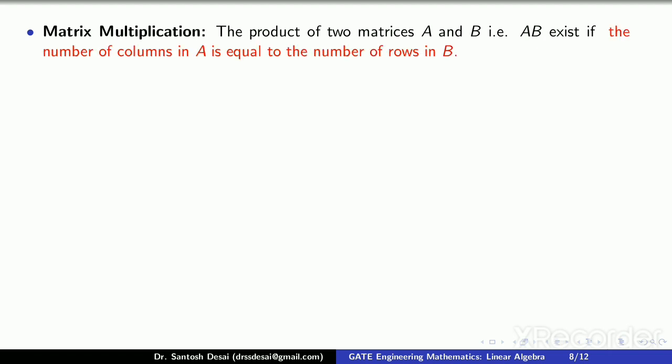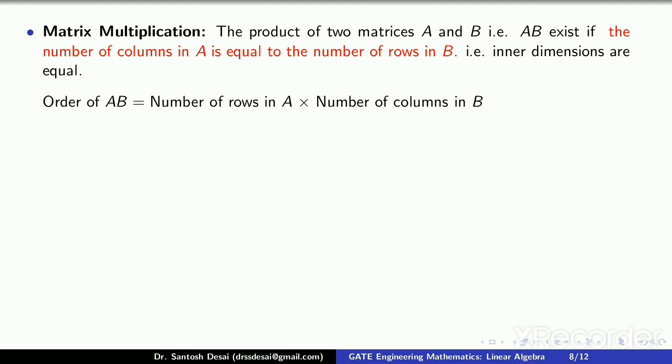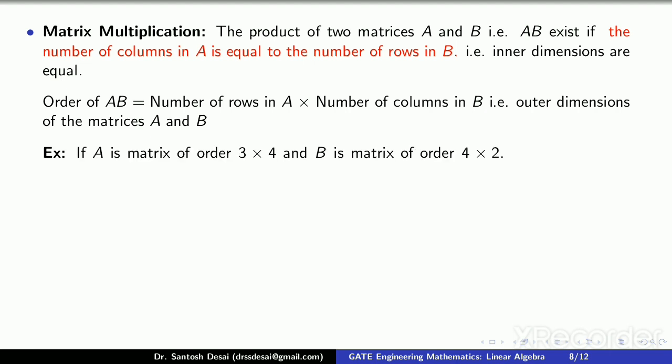Now we define matrix multiplication. This is a very important concept from the examination point of view. The product of two matrices A and B, that is AB, exists if number of columns in A is equal to number of rows in B, that is inner dimensions are equal, and order of AB is equal to number of rows in A by number of columns in B, that is outer dimensions of the matrices A and B.